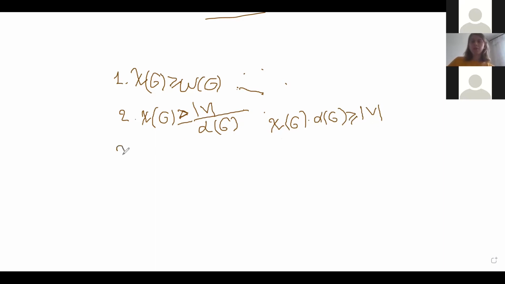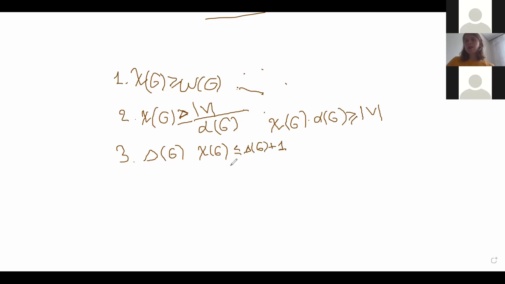Okay, let's move to number three. If delta is the biggest degree of a vertex, let us prove that the chromatic number is less or equal to delta plus one. Why so?